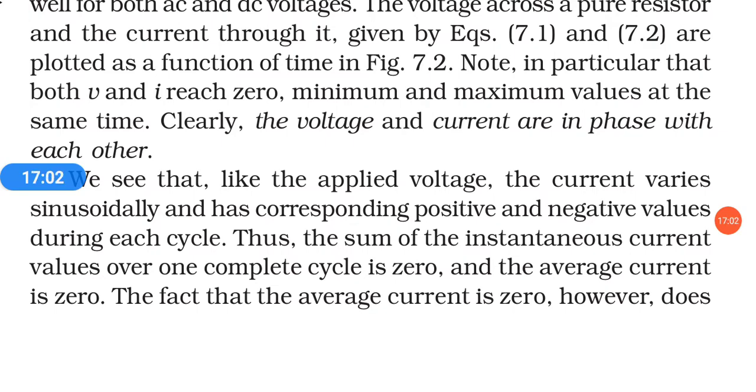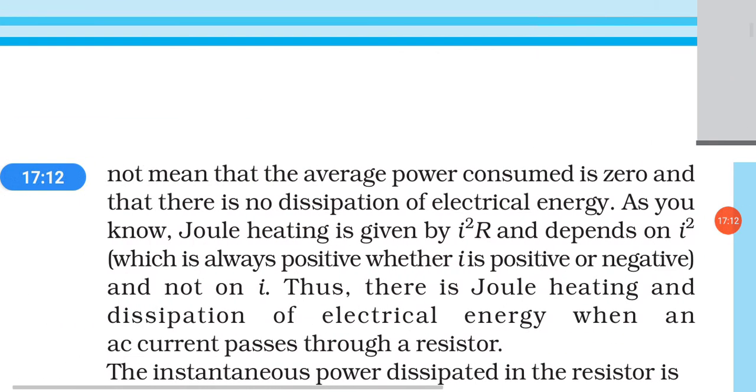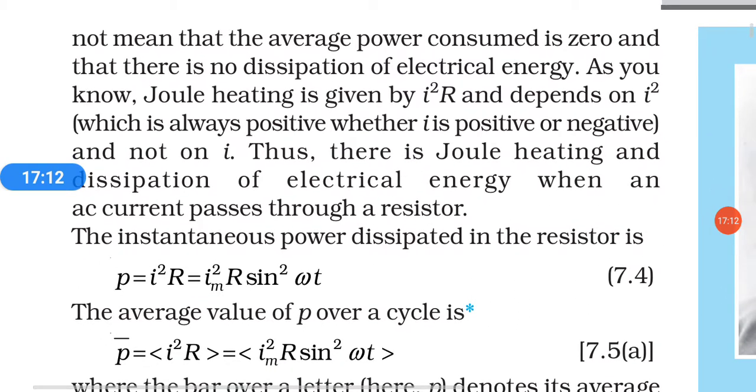Thus the sum of instantaneous current values over the complete cycle is zero, and the average current is zero. However, that does not mean that the average power consumed is zero. If you are thinking that the power is zero, no, it is not possible. It is also not true that there is no dissipation of electric energy.